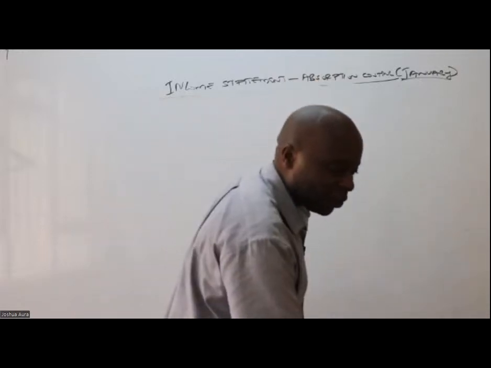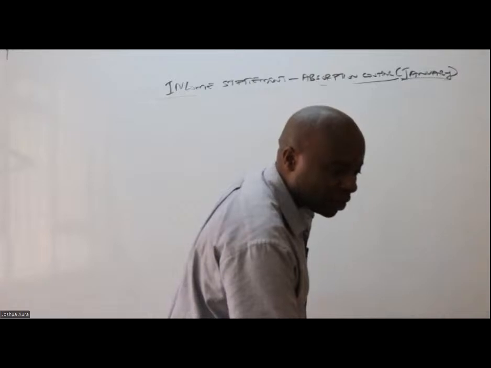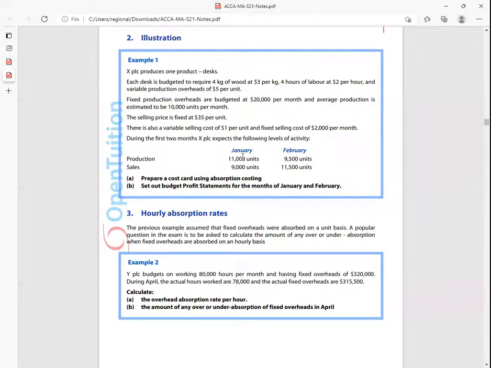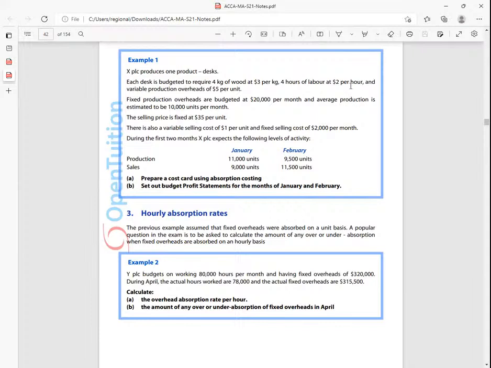And here I have a question that I would want to share with us. We are told XPLC produces desks. Each desk is budgeted to require 4 kilograms of wood at 3 per kilogram, 4 hours of labor at 2 per hour, and variable production overheads of 5 per unit. Fixed production overheads are budgeted at 20,000 per month, and average production is estimated to be 10,000 units per month. The selling price is given there. There is also a variable selling cost of $1 per unit and a fixed selling cost of $2,000 per month.